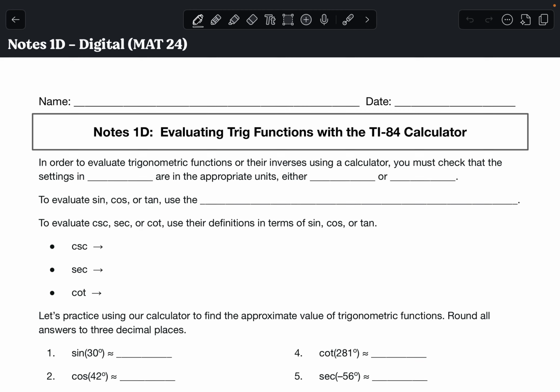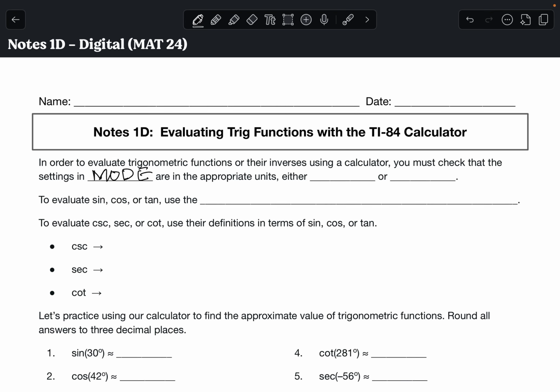In order to evaluate trig functions and their inverses on a calculator, you must check that the settings in your mode button are in the correct units. This is the only time you have to worry about that. If you're just doing regular math like square roots and x squareds and polynomials and all that fun stuff, polynomials don't care about the units on angles. So it doesn't really matter what setting you are in mode.